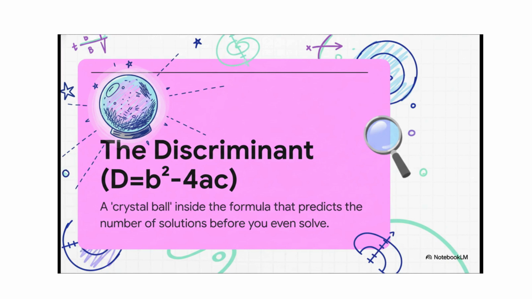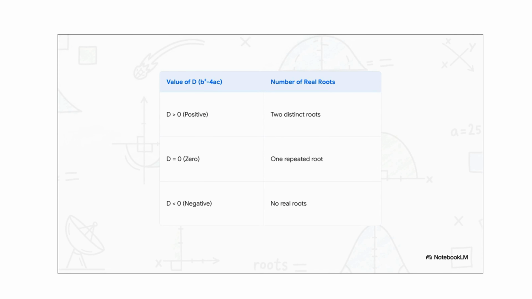Okay, let's go back to our master key for a second, the big formula. See that little piece tucked away under the square root sign, the b squared minus 4ac? Well, that little chunk has a special name. It's called the discriminant, and it's basically like a crystal ball. Before you even bother solving the whole thing, you can just calculate this one little part, and it will tell you exactly how many solutions your equation is going to have. It's an amazing shortcut. And this table right here shows us the 3 possible futures our crystal ball can predict.